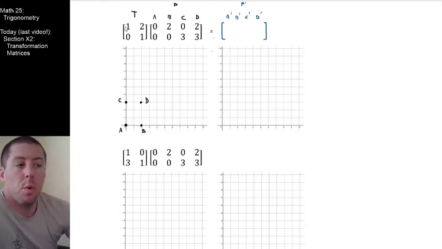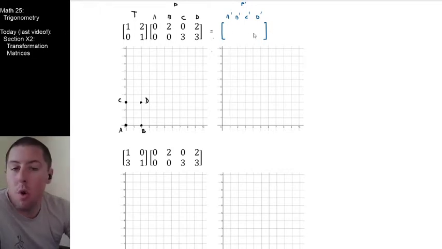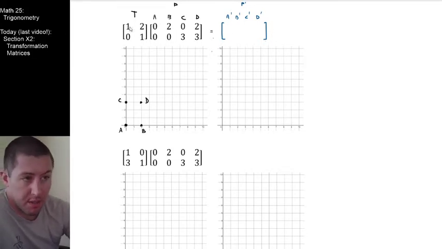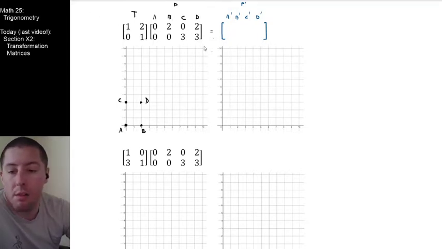Let's go ahead and do 1, 2 dotted with each of these. So let's do the whole top row, and then let's do the whole second row here. This is our scheme for doing this. So I'm going to do the dot product of 1, 2 with each of these 4 column vectors here. So 1, 2 dotted with 0, 0. Anytime you dot with 0, 0, you're going to get back 0. So I know that that's going to go right there.